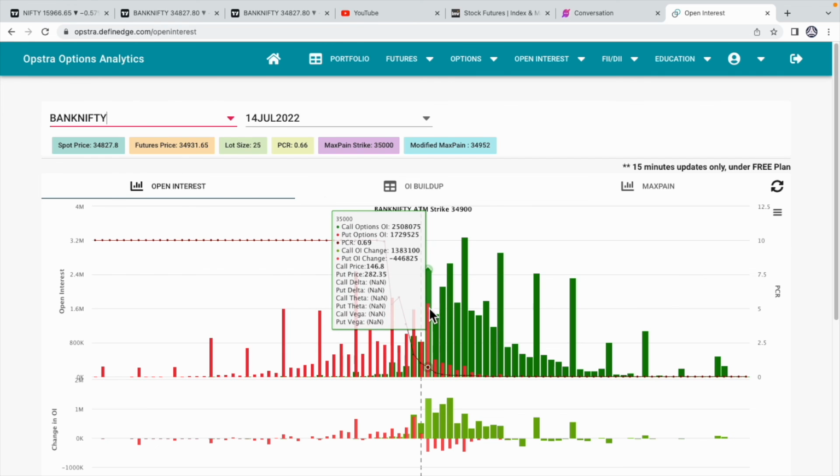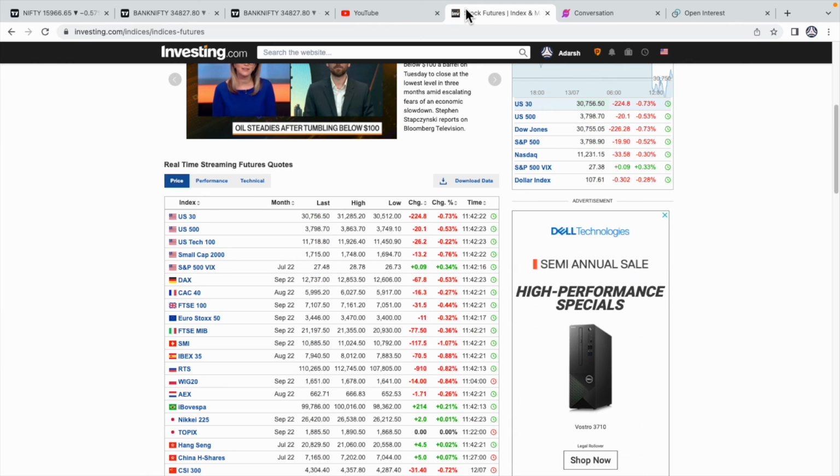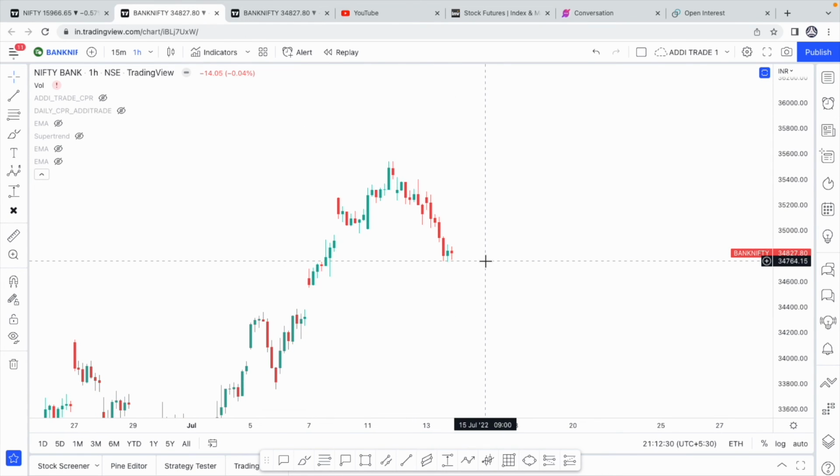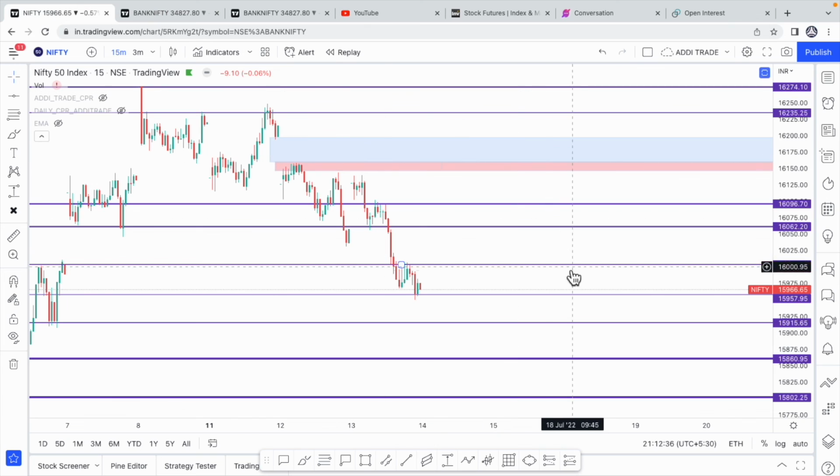In case the US market suddenly recovers, we get a gap up and this level holds, that is Bank Nifty 34,670, there's a good chance we might come up a little also. But these are the levels that we'll be working with along with the CPR levels.